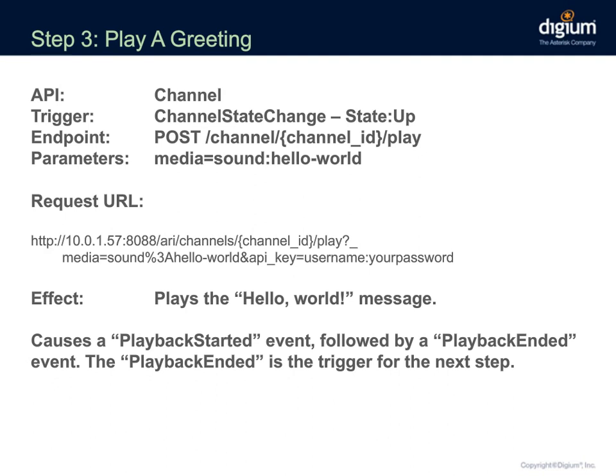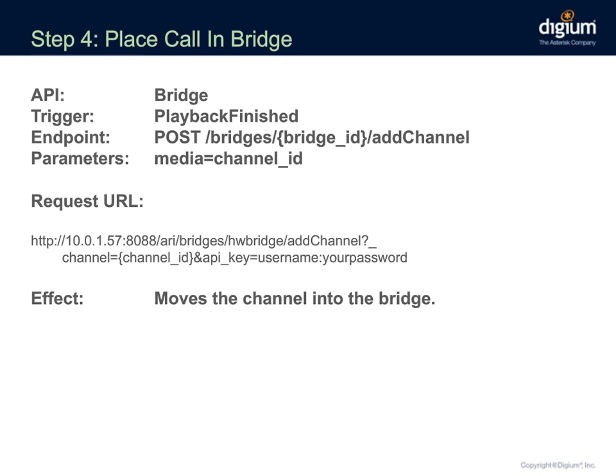And we can use that playback ended event as the notice that it's time to go to the next step. So go to the next slide here. There we go. And that is to place the call into the bridge. So you see, the trigger there is playback finished. And this time we're going to use the bridge API rather than the channel API. And we'll post to bridges, and we'll pass in our bridge ID that we created in that very first step where we created the bridge.